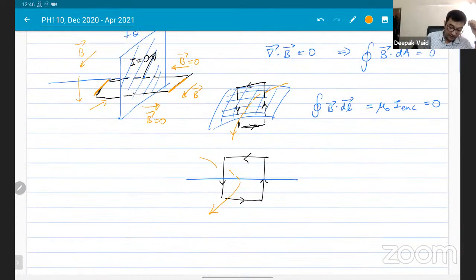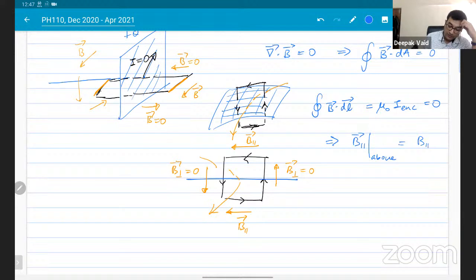So you can think of it like this. The magnetic field here is B. The magnetic field here also has to be equal to B. I'll call this the parallel component. And here, this is the perpendicular component. This is 0. This is the component of the magnetic field perpendicular to the surface. It is 0. So if the integral of B dot dl is 0, that means that B parallel above the sheet has to be equal to B parallel below the sheet.